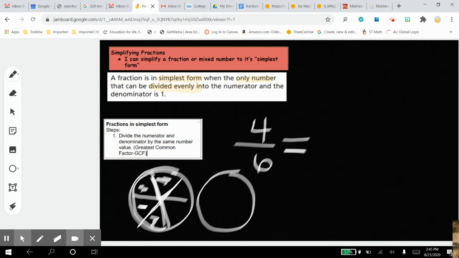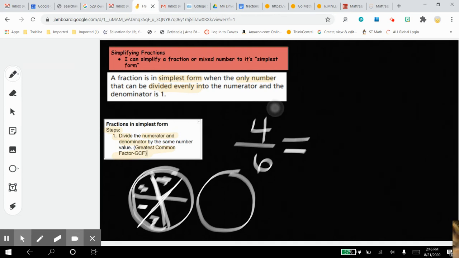So to do that, if you look over here, really quickly, it says in my steps. So if you want to take notes, here's what we're going to do. We have some steps. We're going to divide the numerator and the denominator by the same number value. In other words, we want to find the greatest common factor, or the GCF, which you've learned about in other years. So to do this, we're going to go as simply as this. We're going to divide 4/6 by the greatest common factor. Now, I'm not going to go into a lesson on greatest common factor right now. I'm just going to give it to you.